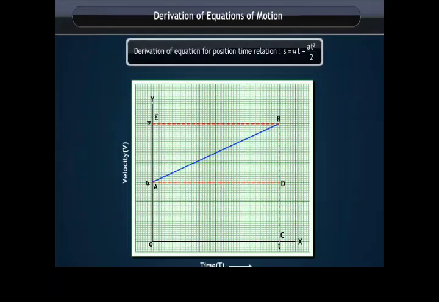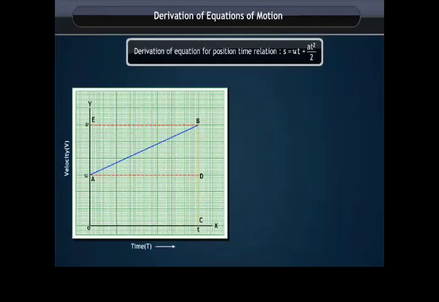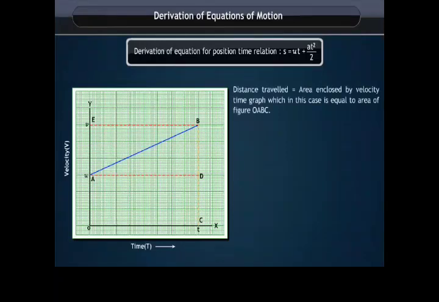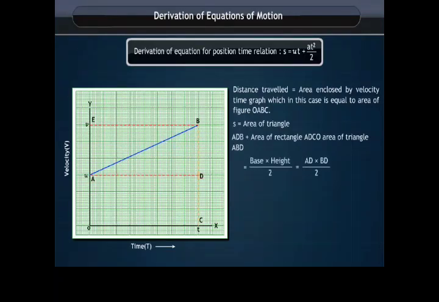Derivation of equation for position-time relation. S is equal to UT plus AT square divided by 2. Let S be the distance travelled by the body in time t. Distance travelled is equal to area enclosed by velocity time graph, which in this case is equal to the area of figure OABC. Therefore, S is equal to area of triangle ADB plus area of rectangle ADCO. Area of triangle ABD is equal to base into height upon 2 is equal to AD into BD by 2.